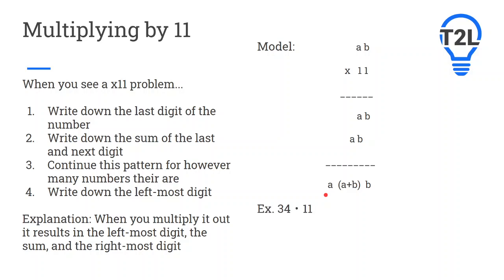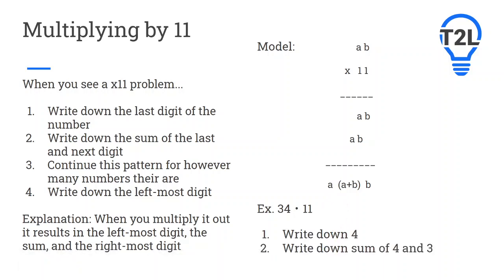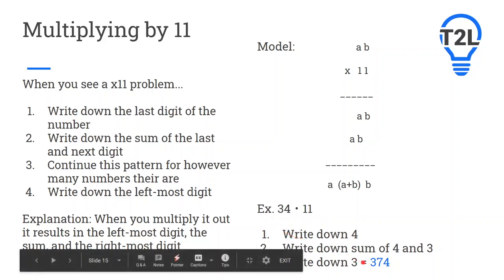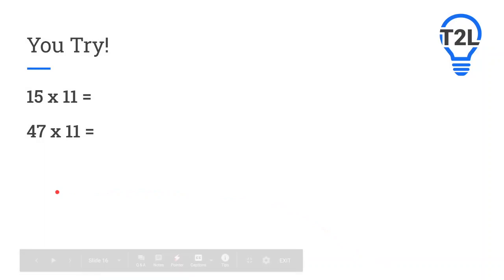So if you're doing 34 times 11, first start off by writing down the 4, then write down the sum of 3 and 4, which is 7, and then write down the first digit, 3. So you're left with 3, the sum 7, and then 4. Now you guys try this one. The second one is something we haven't gone over yet, but let's see how you do and we'll go over that.